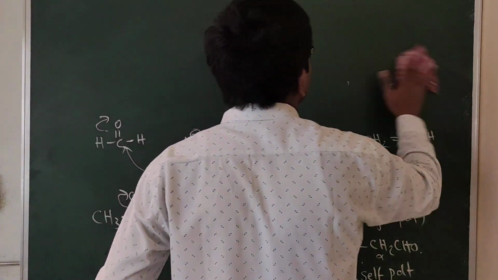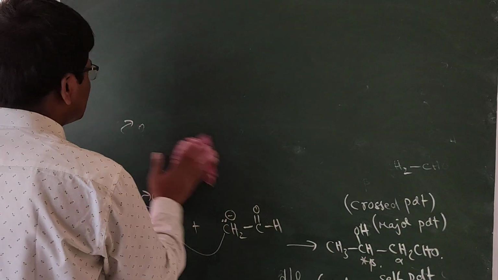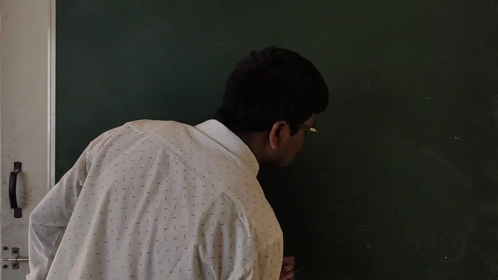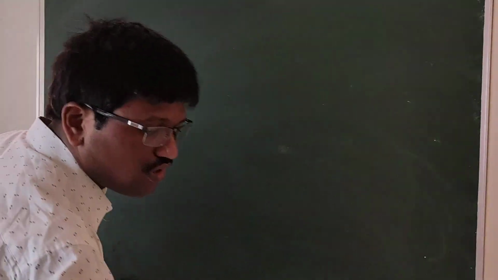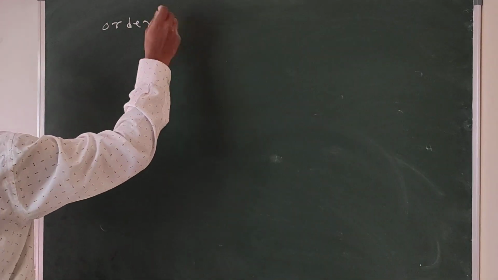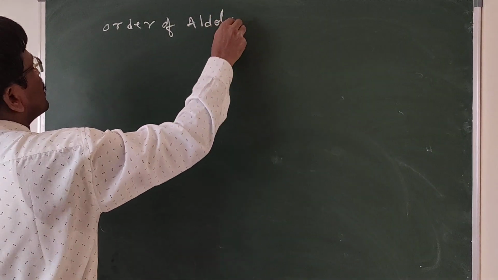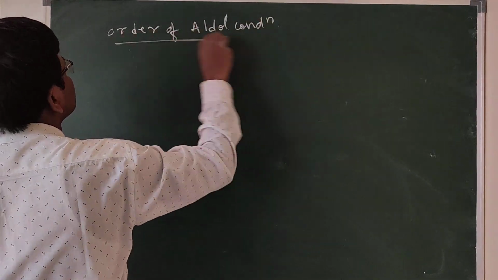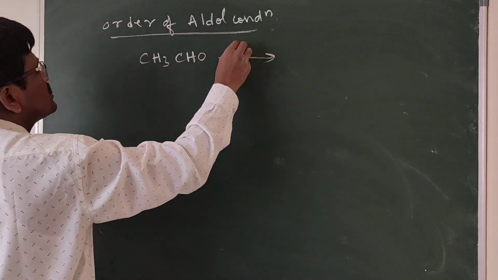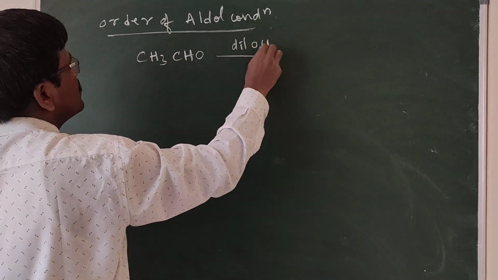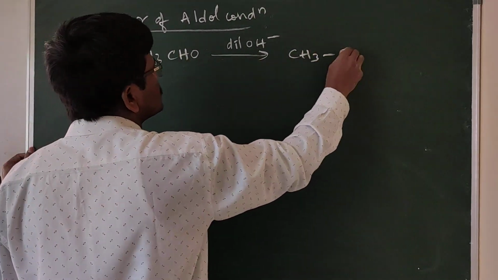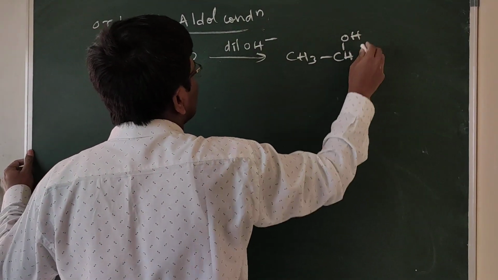Next, after this crossed aldol condensation, we can discuss the order of reactions, the order of aldol condensation. So what is the order of the aldol condensation reaction? We already discussed this molecule, acetaldehyde. Acetaldehyde is treated with dilute base, and we get beta-hydroxy aldehyde.